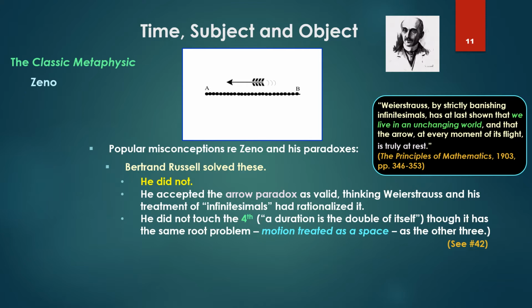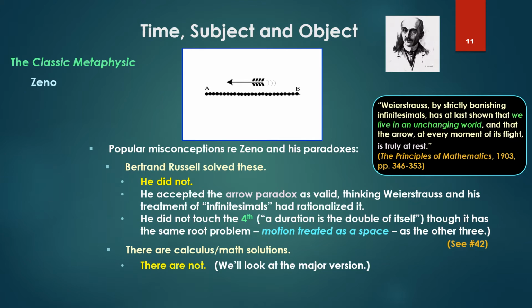He did not touch the fourth paradox, that is, in Zeno's terms, a duration is the double of itself, though it has the same root problem that we'll see, that is motion being treated as a space, as the other three. And he reversed himself from 1903 to 1911. Again, another misconception is that there are calculus or math solutions, which is kind of where Russell was. There are not. And we'll look at one of the major versions of this.